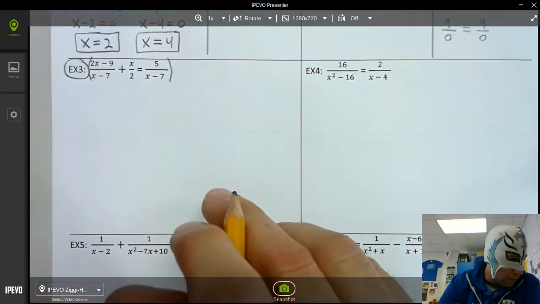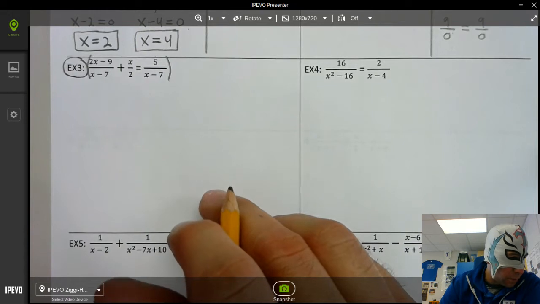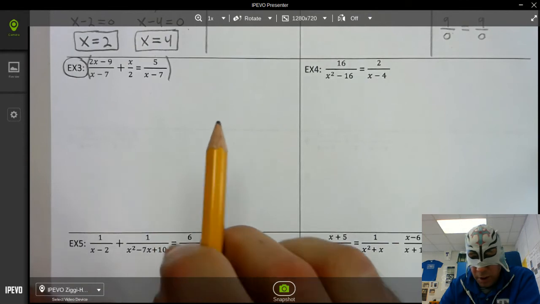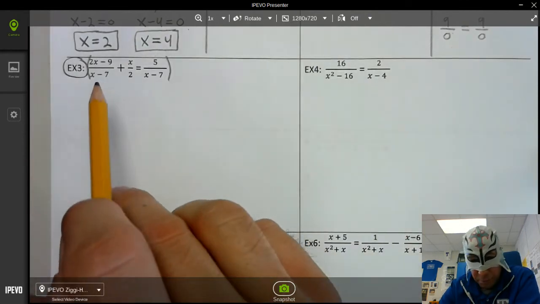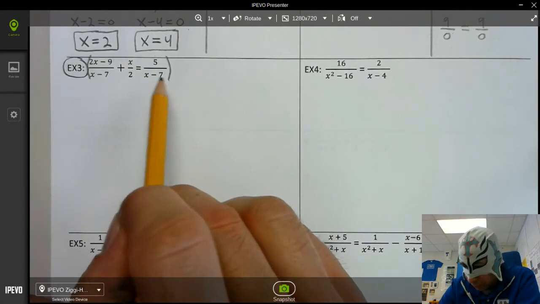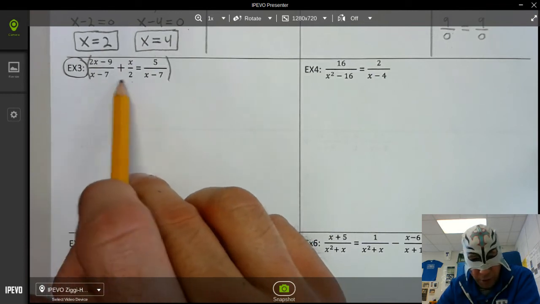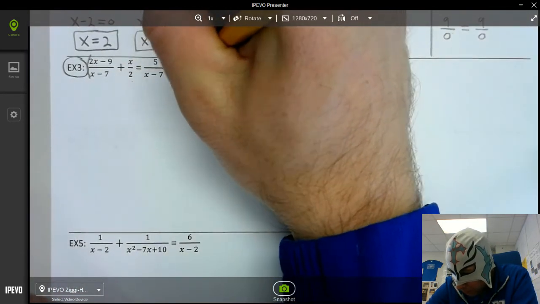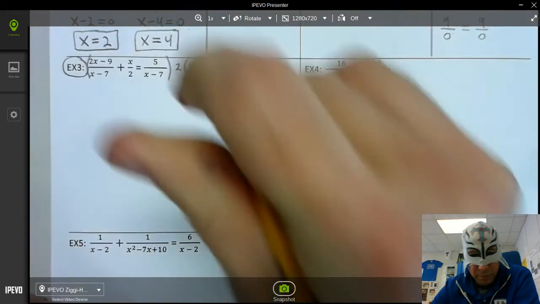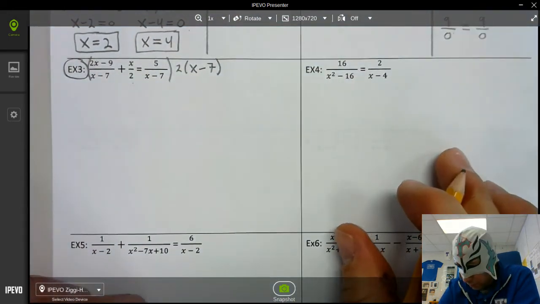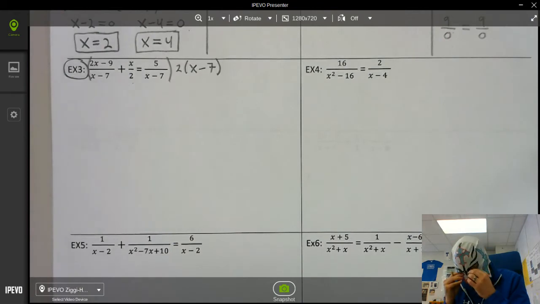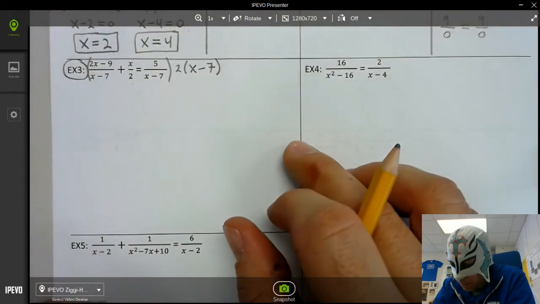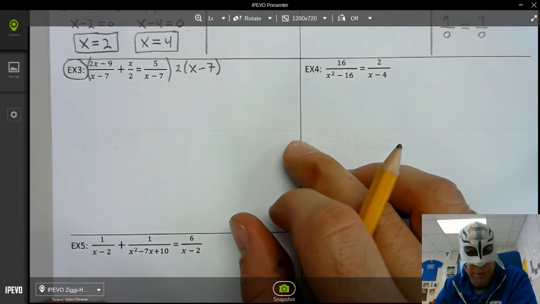So step 1 says to multiply each term by the common denominator. So we see here, now whenever you're trying to find a common denominator, you can just multiply the denominators together. So here we have x minus 7 and 2, so those are your denominators. So our common denominator is 2 times x minus 7. Okay, so now we're going to multiply everything by 2 times x minus 7.